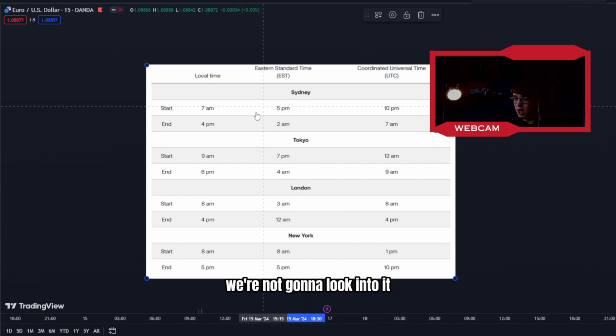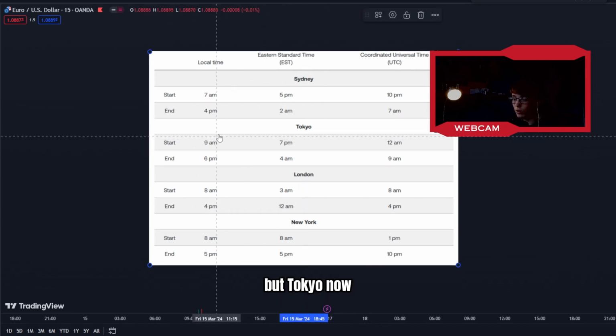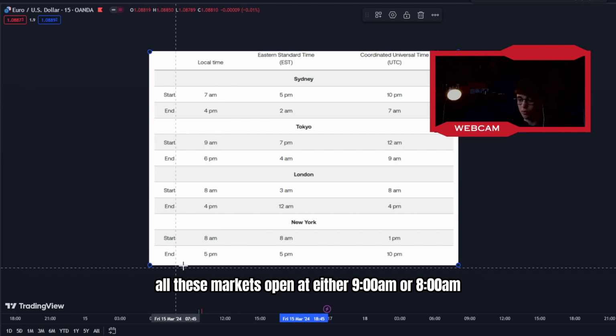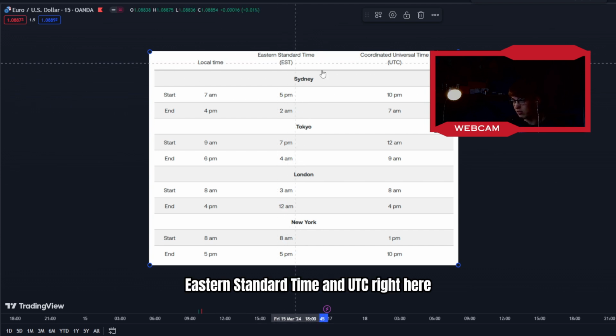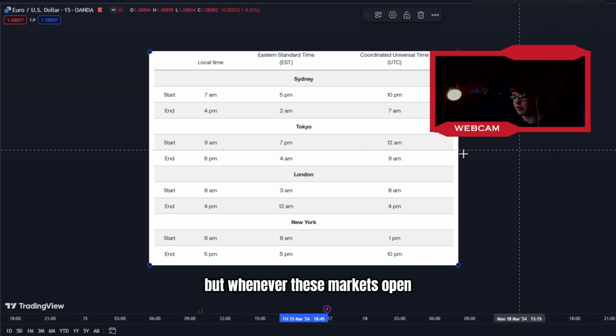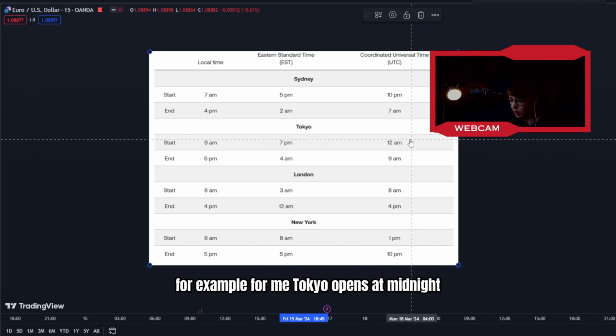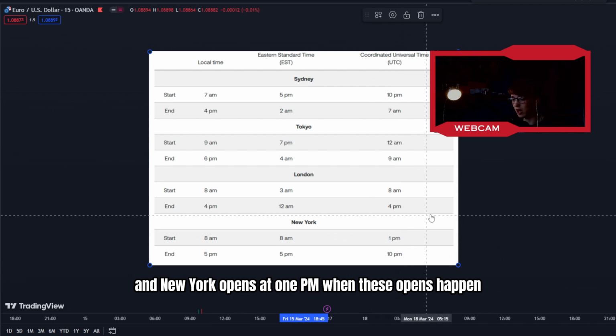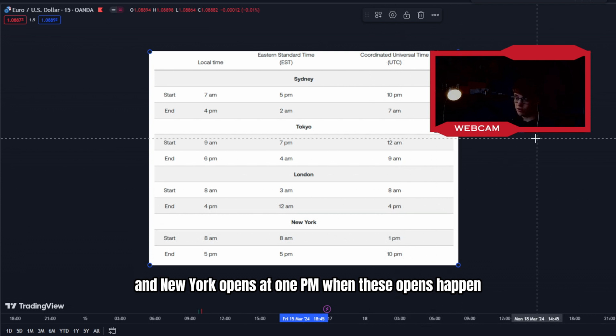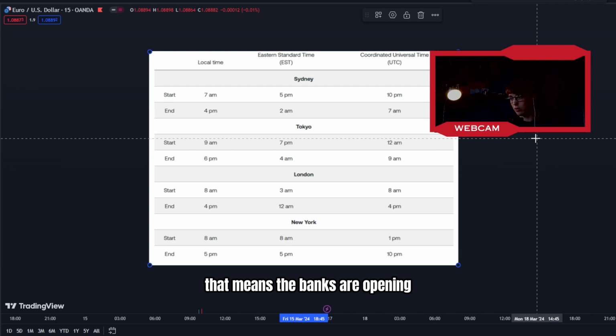We're not going to look into it. But Tokyo, now all of these markets open at either 9 AM or 8 AM depending on the country they're in, but you can see what they are in Eastern Standard Time and UTC right here. Whenever these markets open, for example, for me, Tokyo opens at midnight, London at 8 AM, and New York opens at 1 PM. When these opens happen, that means the banks are opening, they begin trading at that very moment, and that means that volume is going to come into the market.